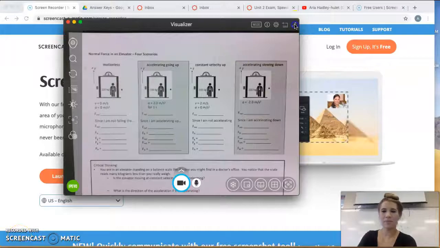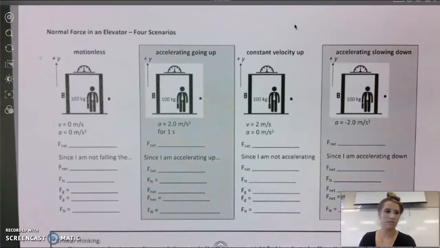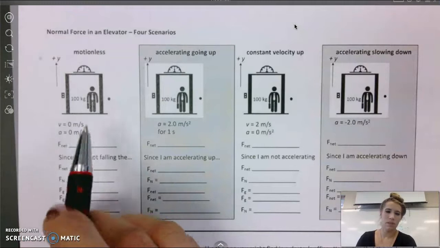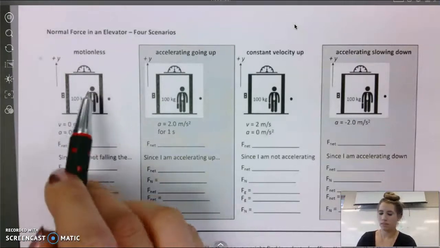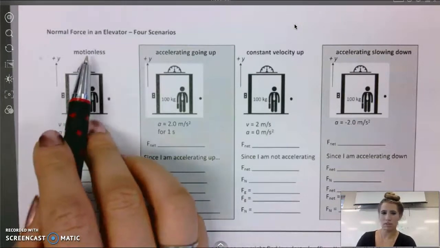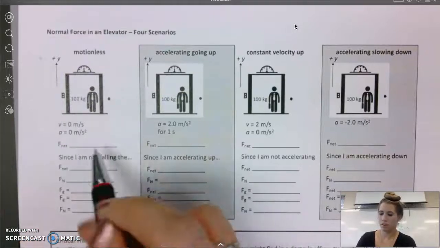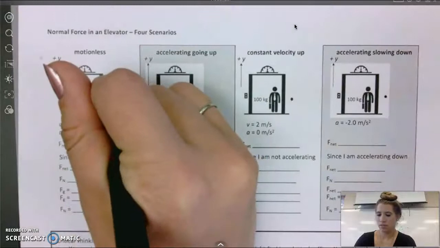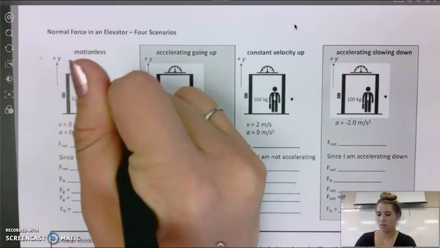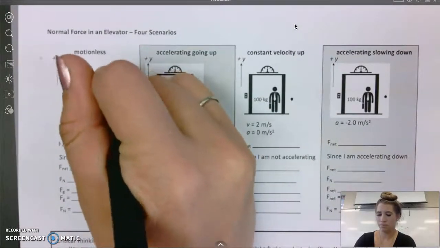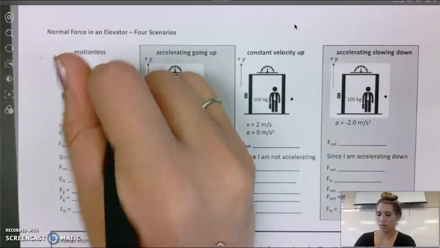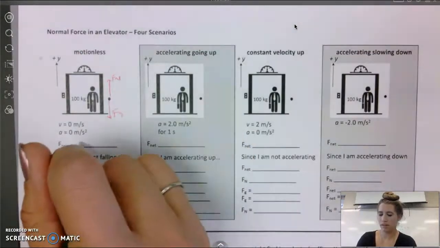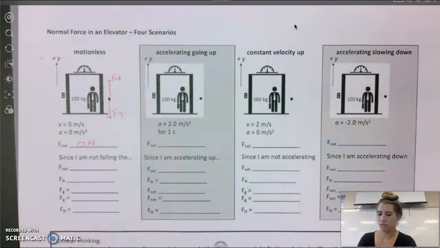Okay, let's wrap up learning target 2. We have someone on an elevator and it's motionless, so we don't have any velocity or acceleration. That would mean that our force due to gravity is going to equal that normal force, and so my net force would be 0 newtons.